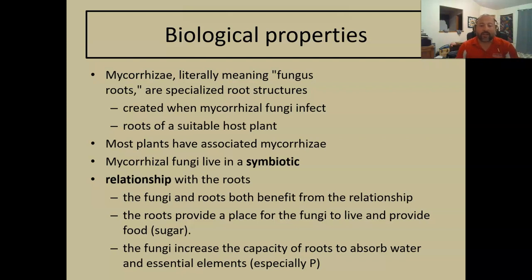Mycorrhizal fungi live in a symbiotic relationship with the roots. The fungi and the roots both benefit from the relationship. The roots, we talked about this before, provide a place for the fungi to live, and they provide sugar through photosynthesis from the tree, and the fungi increase the capacity of the roots to absorb water and essential elements, especially the element phosphorus. They're really helpful in finding phosphorus and gathering up phosphorus for the plant.